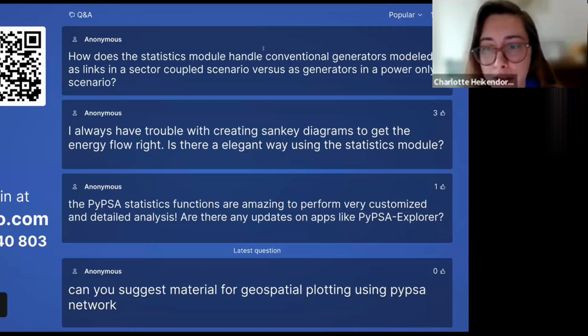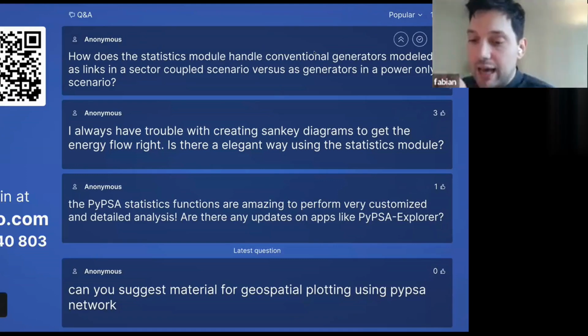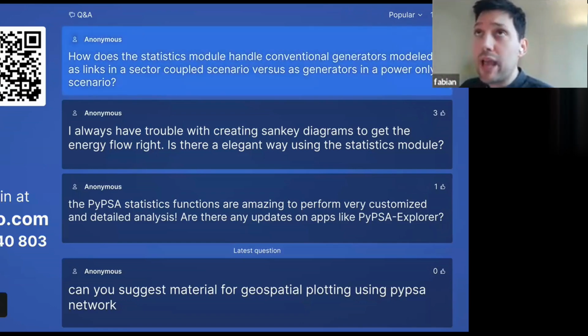We have a question saying, how does the statistics module handle conventional generators modeled as links in a sector coupled scenario versus generators in a power only scenario? Yeah, that's a very good question. So both of them work in the statistics module, and we have internal conventions for how to harmonize them.